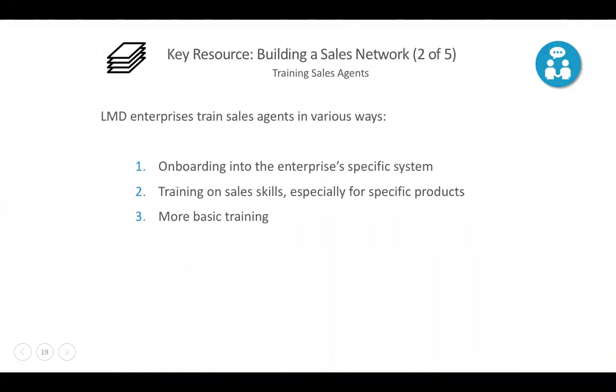Next, training sales agents. LMD Enterprises train sales agents in various ways. By onboarding those agents into the enterprise's specific system, by training agents on sales skills, especially for specific products, and lastly, by providing agents with more basic training, which can include literacy, numeracy, clocking in and out, and other basic job skills.